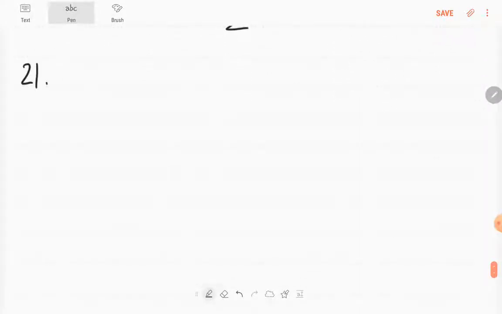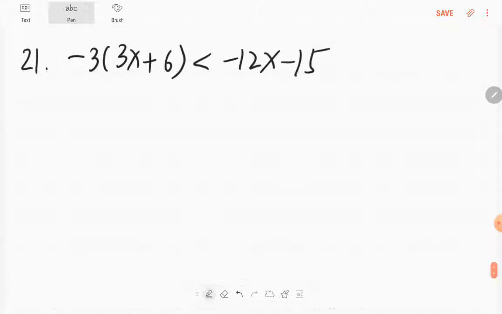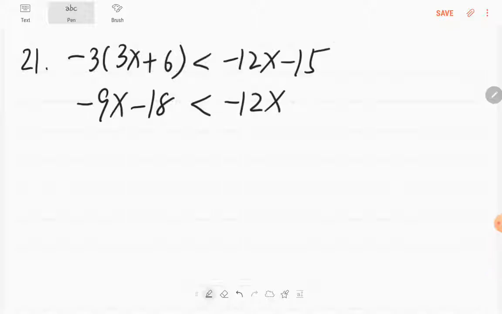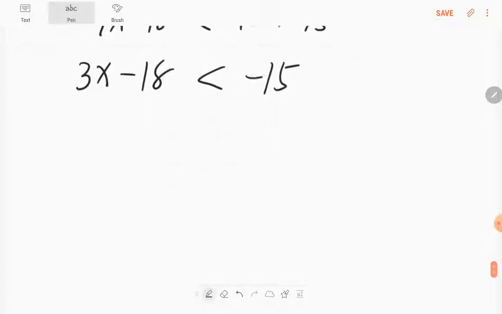Now -3x plus 6 less than -12x minus 15. So we want to solve this inequality. So we have -9x minus 18 less than -12x minus 15. So we plus 12x on both sides. So you will have 3x minus 18 less than -15. Then we add 18 on both sides.